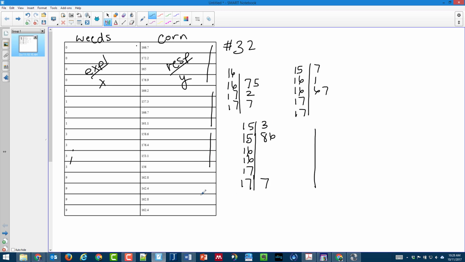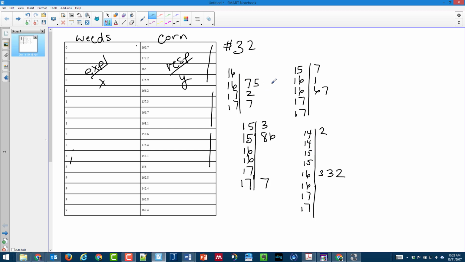And the last one I've got looks like all the way down to a 14, 14, 15, 15, 16, 16, 17, 17. And remember, when I'm doing that, I'm doing the first half and the second half of them. So down here, I've got a 162.8, I've got a 142.4, another 162.8 and a 162.4. All right, so there's my stem plots that I'm taking a look at.